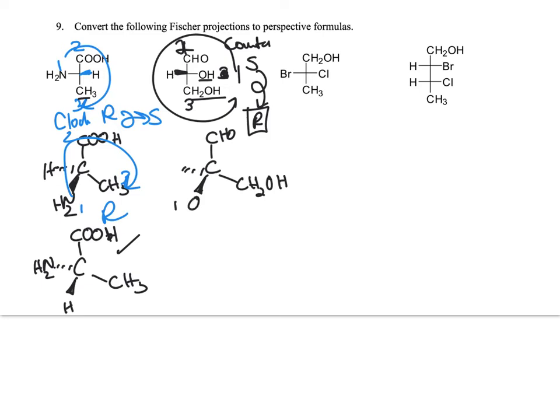And then you can just put an OH here and a hydrogen. And then you can just do your priorities. 1, 2, 3. 1, 2, 3 is R. So that's good.